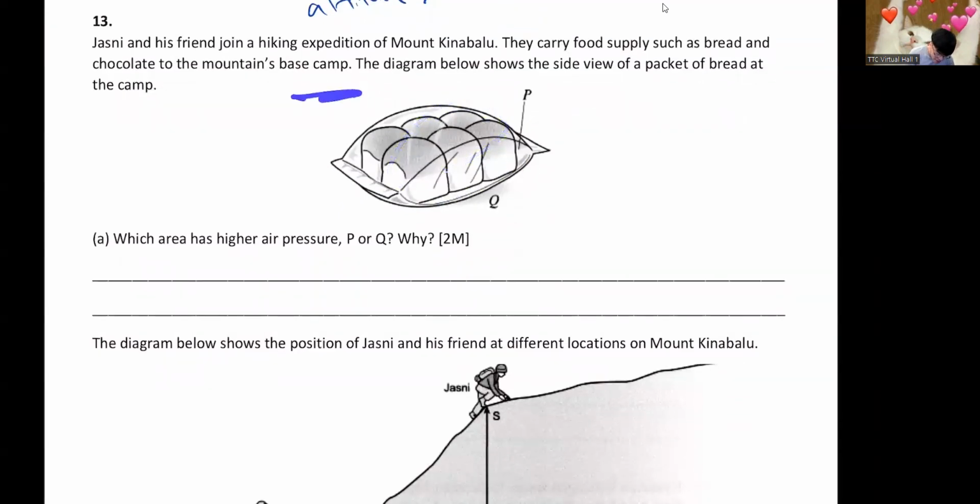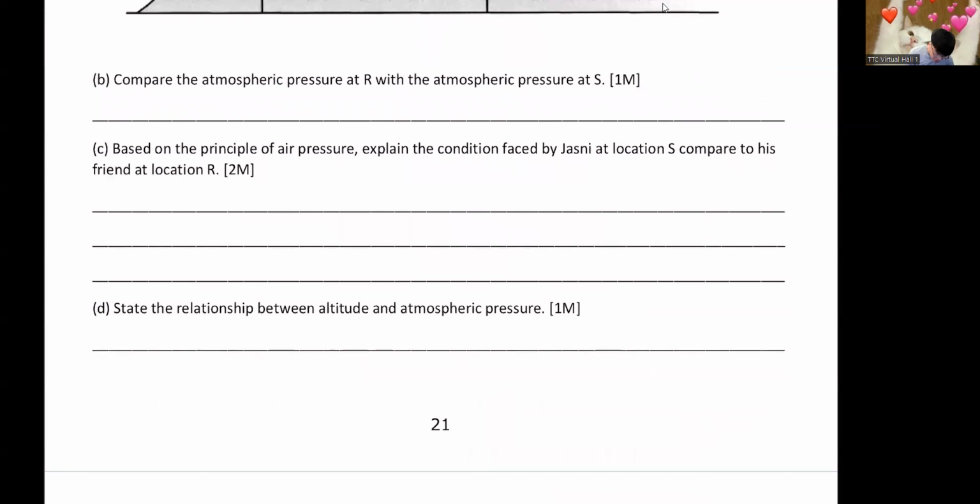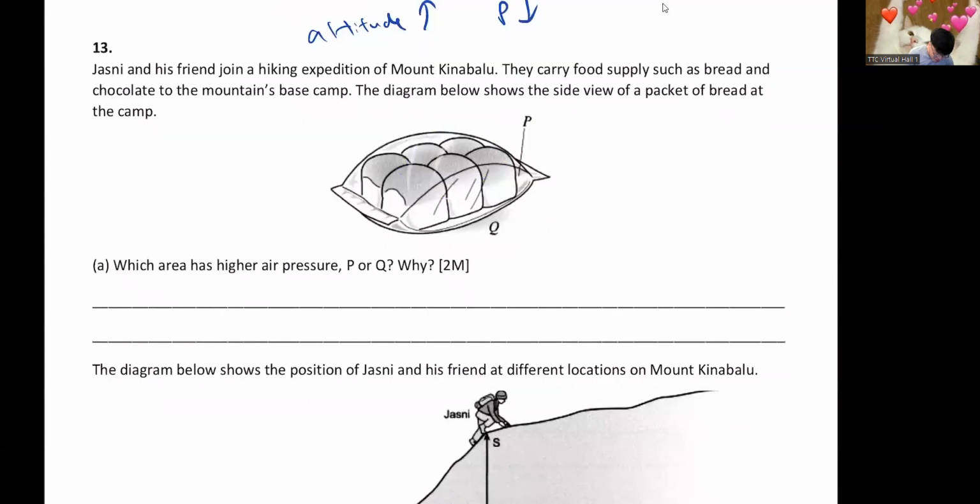So when they're at the base camp, which area has higher pressure? It will be the same, because the altitude remains the same.